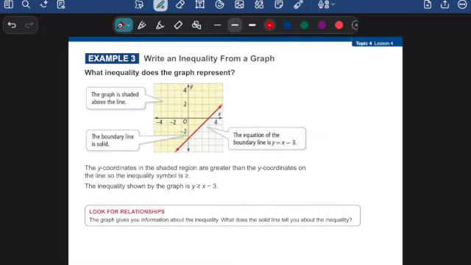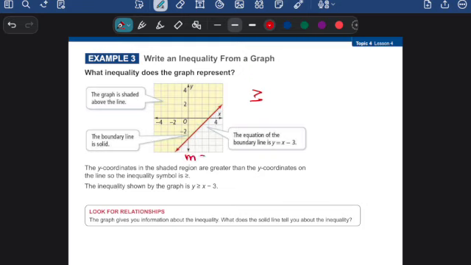Example 3. Now we're going to work backwards. We're going to be given a graph and we need to write the inequality statement or write the equation. Okay, so let's just take a look. What do we see? Well, I see we are shaded above the line, so I know I'm going to have a greater than. And I see that it's a solid line, so I know there's an equal to. Now we need to find the equation for the slope and the y-intercept.